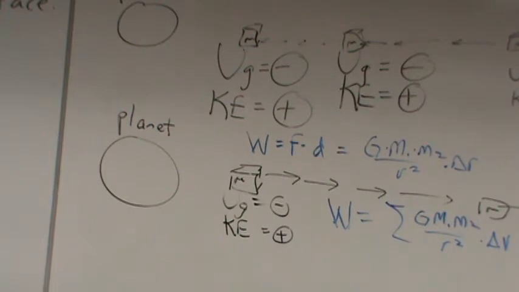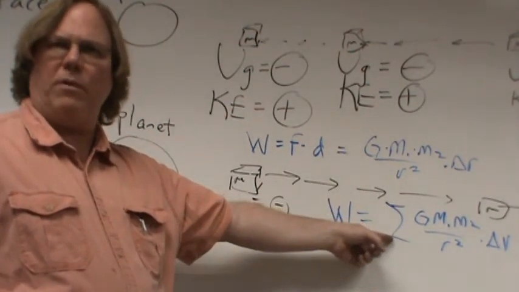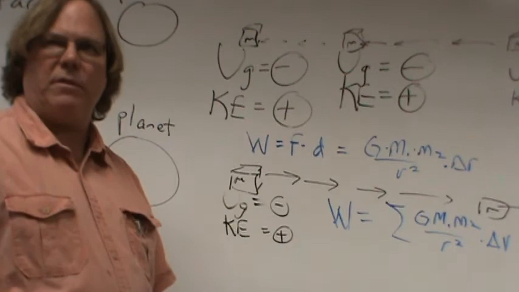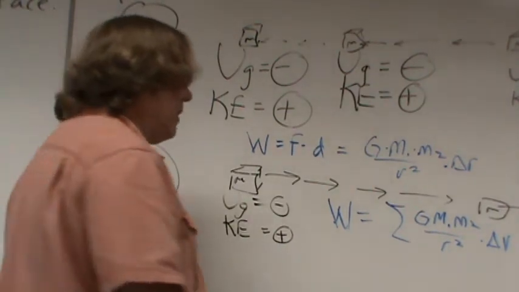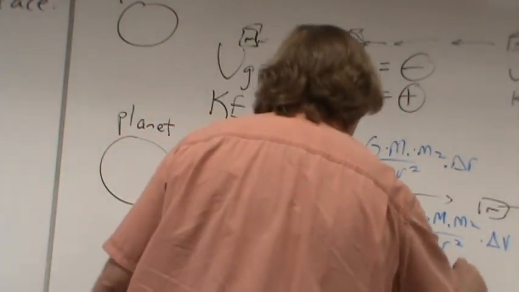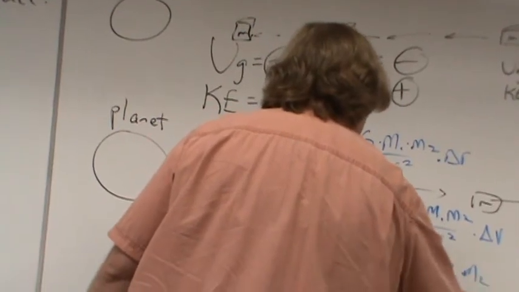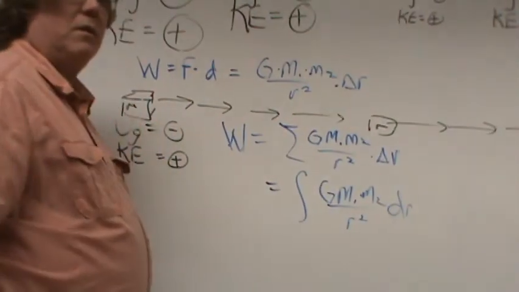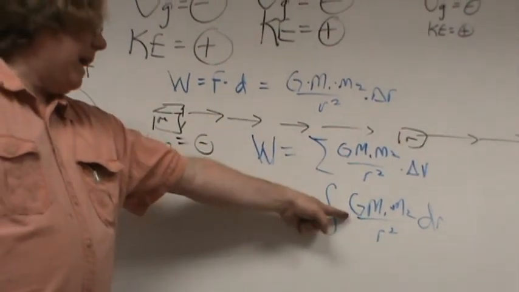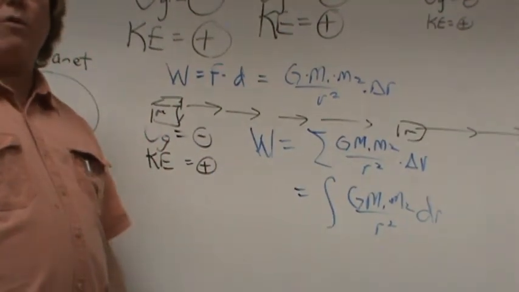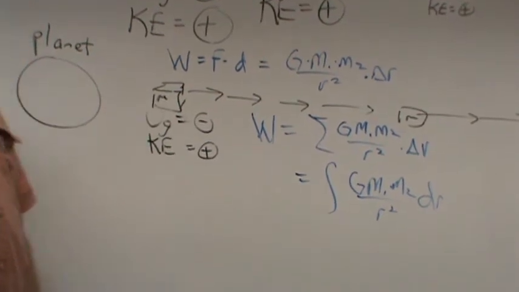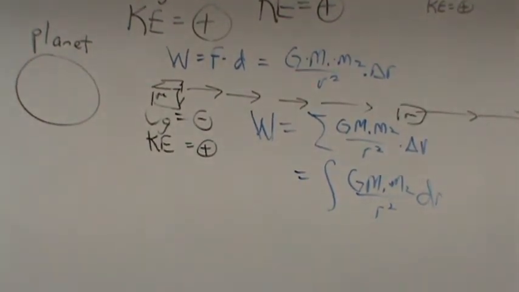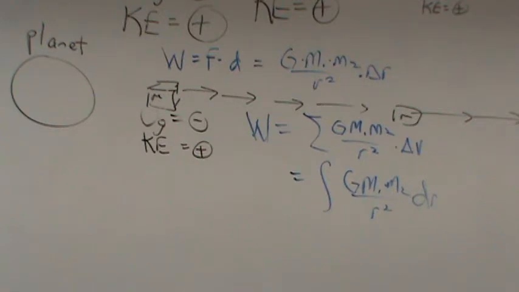Well, those of you in calculus may recognize this. What am I going to replace that sigma with? Yeah, integral symbol. This ends up being the integral of G m1 m2 over r squared dr. And you tell me, what's the antiderivative of G m1 m2 over r squared? Are you guys okay with that? So that's where this comes from. So now you're going to use this. This is why gravitational potential energy is negative.